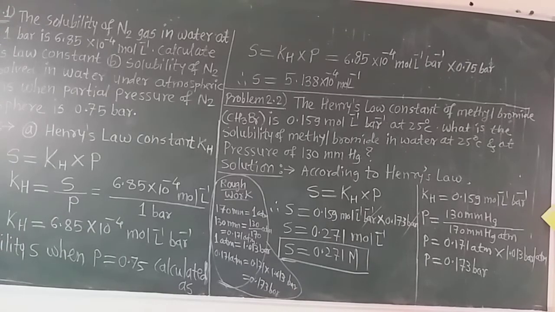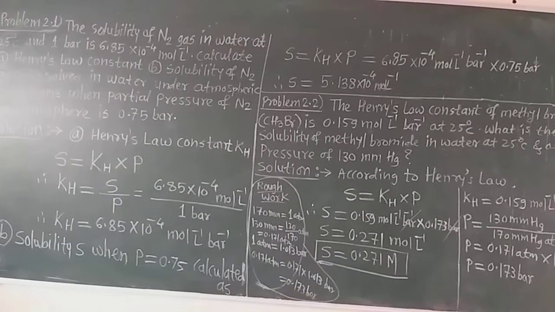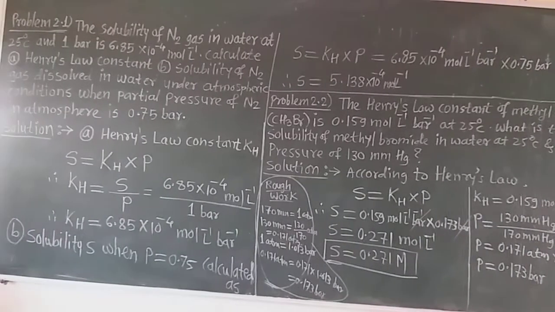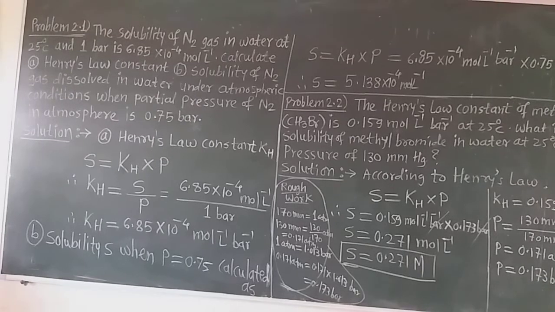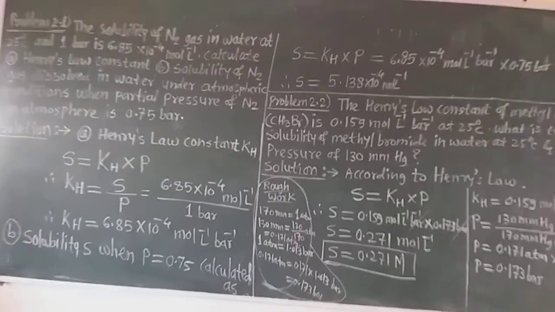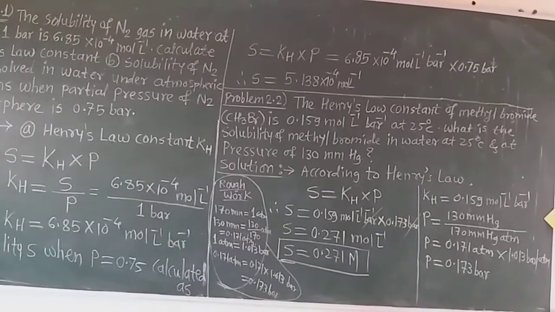Now this is about the numerical, students, on Henry's law and Henry's law constant. You can take a screenshot and write down the notes. This is the first numerical, 2.1, and this is the second numerical, 2.2. Their rough work is also given, how to convert 130 mm of Hg into atmosphere, and in this way this is the second numerical. Now let us learn Raoult's law.